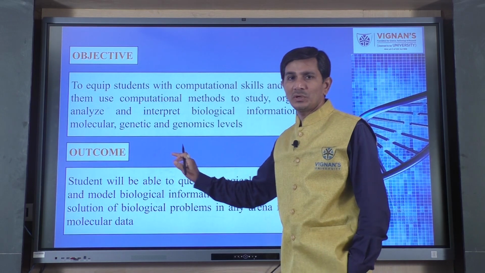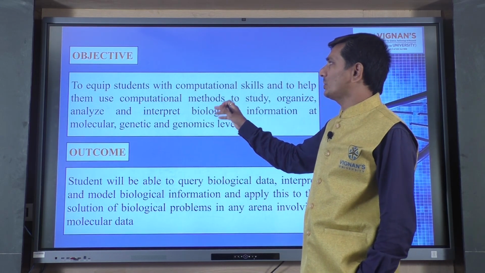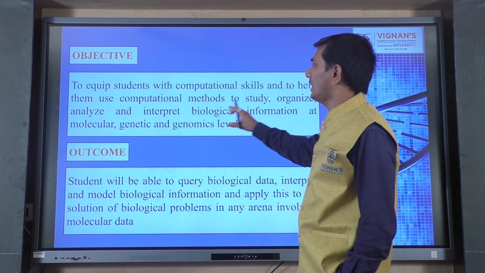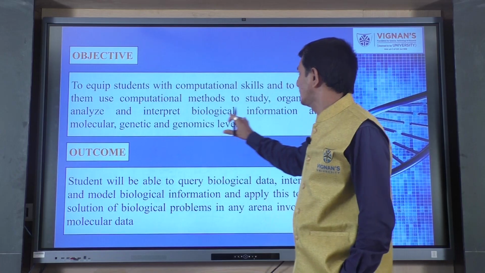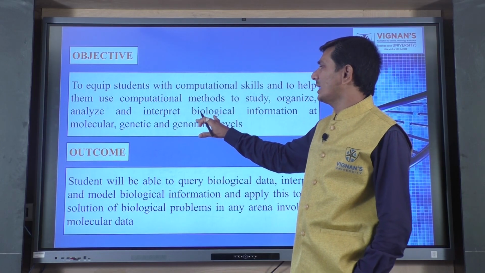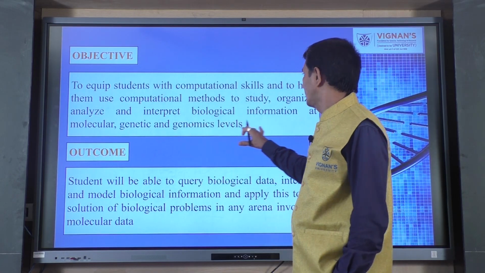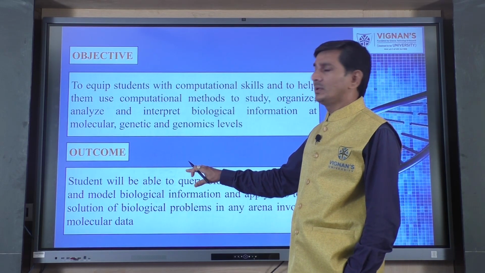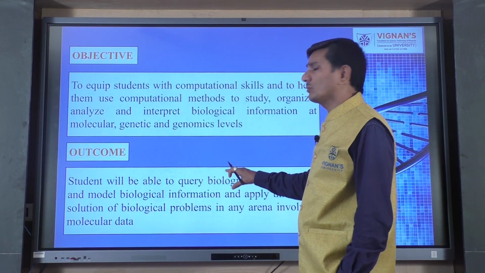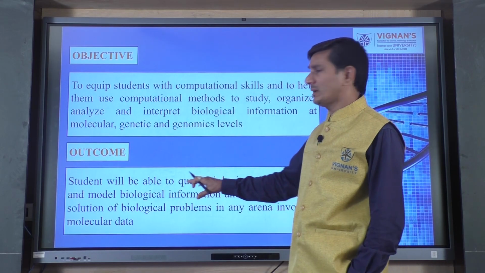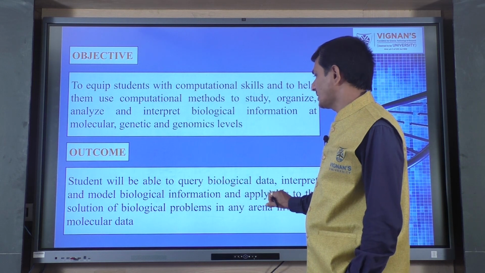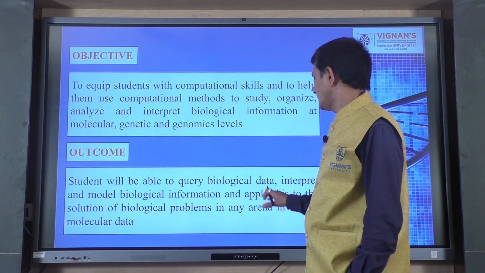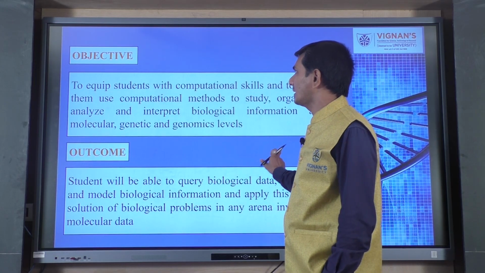Coming to the objective of this particular topic, the objective of this course is to equip students with skills and to help them use computational methods to study, organize, analyze and interpret biological data at molecular, genetic and genomic levels. Coming to the outcome, the student will be able to query biological data, interpret and model biological information, and apply this to various biological problems in any arena involving molecular data.